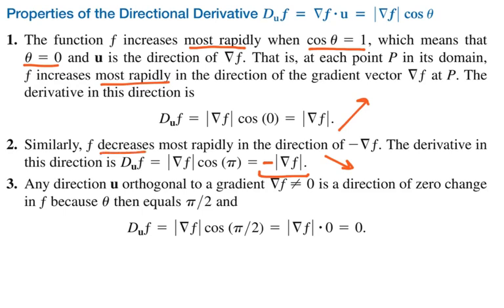And lastly, if the gradient of f and u are orthogonal, so if u is orthogonal to the gradient, well, we already know that the dot product of orthogonal vectors is going to equal 0. So this is a direction of 0 change in f. So let's look at this in an example.